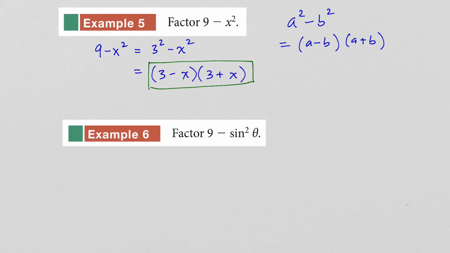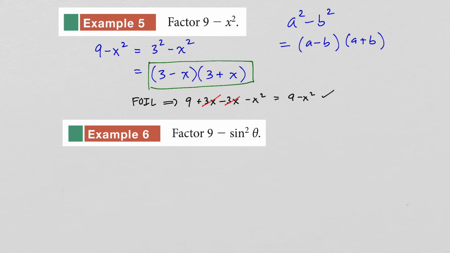And of course, you can check your work. You can do the FOIL procedure. 3 times 3 is 9. 3 times positive x is positive 3x. Negative x times 3 is negative 3x. And negative x times positive x is negative x squared. And these terms cancel out, and we end up getting 9 minus x squared, right? And so that checks out because we get what we had to start with.